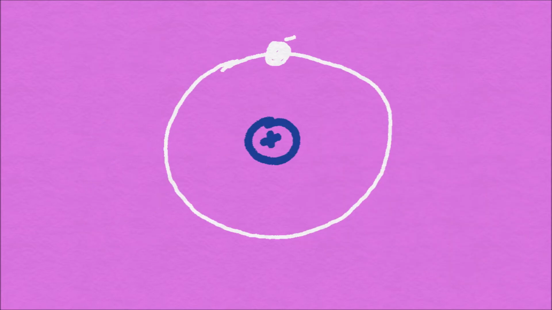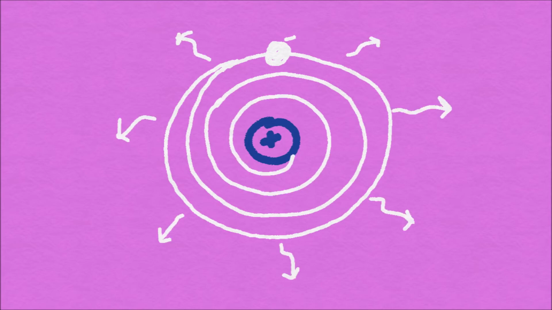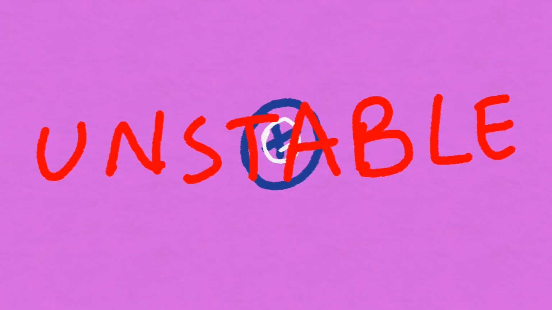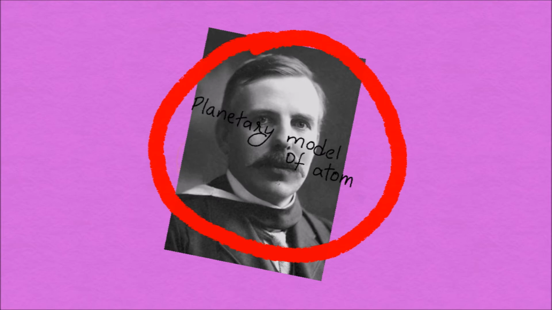This had a serious consequence though. The electron, as it spirals around the nucleus, would continuously radiate energy and gradually fall into the nucleus. This makes the atoms unstable, but atoms are stable. His model was not entirely discarded.